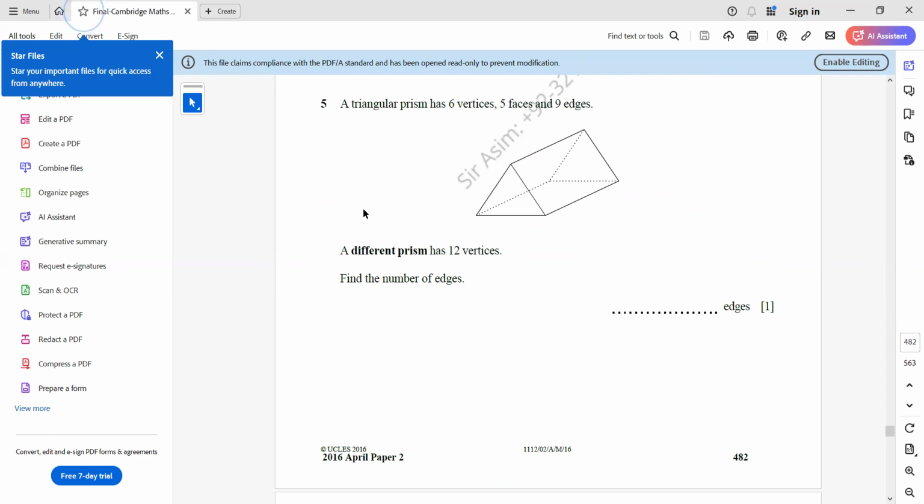You see, if you compare their vertices, what is the relation? Times 2. So if this has got 9 edges, then the edges would be the same multiplied by 2. So 9 twos are 18. That would be having 18 edges.